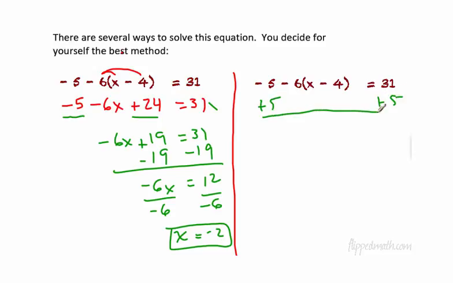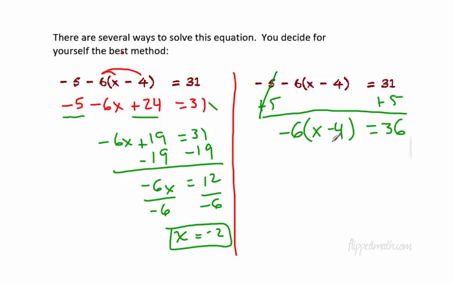Now, you can do that, Mr. Kelly? You can get rid of that 5 first? Look, it's -5 minus blah, blah, blah. If you add 5 to the left-hand side, the -5 and the +5 will cancel out. So you're going to be left with -6 times (x minus 4) equals 36. Hey, that's a lot simpler than this equation right there.